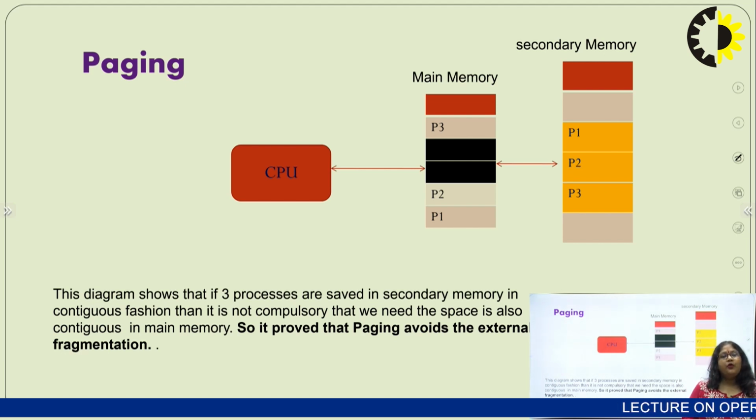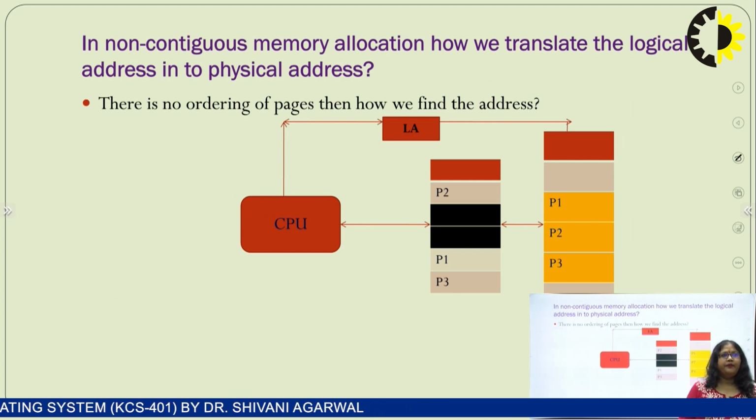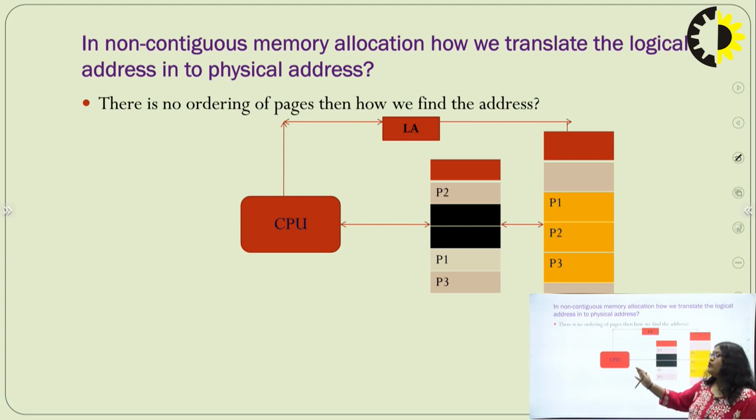So it proved that paging avoids external fragmentation, because we don't need contiguous memory allocation in the main memory. Now, in a non-contiguous scheme, how do we translate the logical address into the physical address? Because we know that the CPU generates the logical address, and there is no ordering of pages, so how do we find the address?